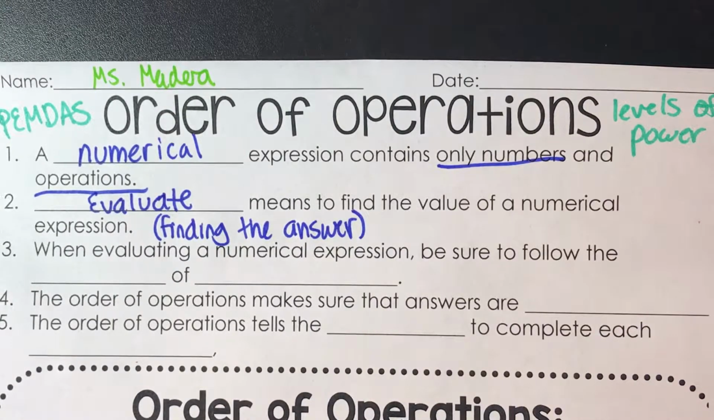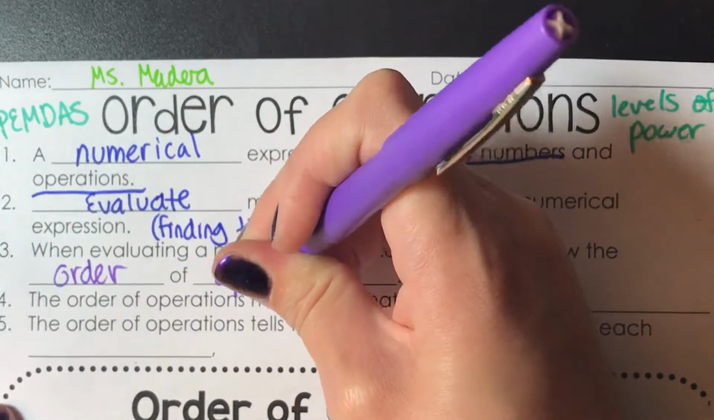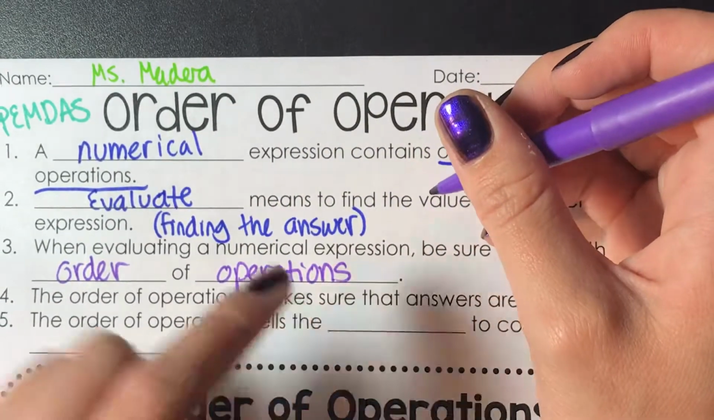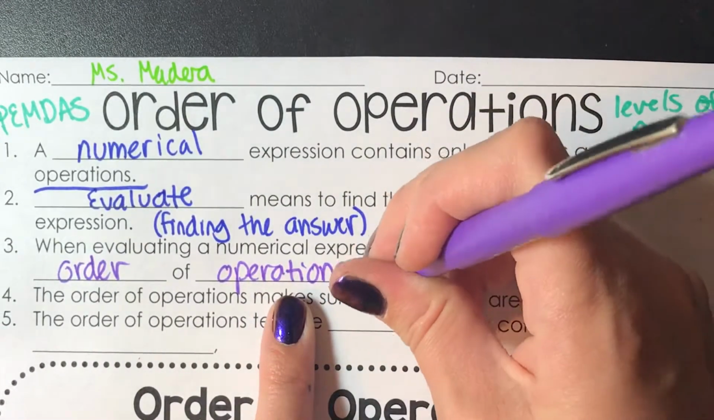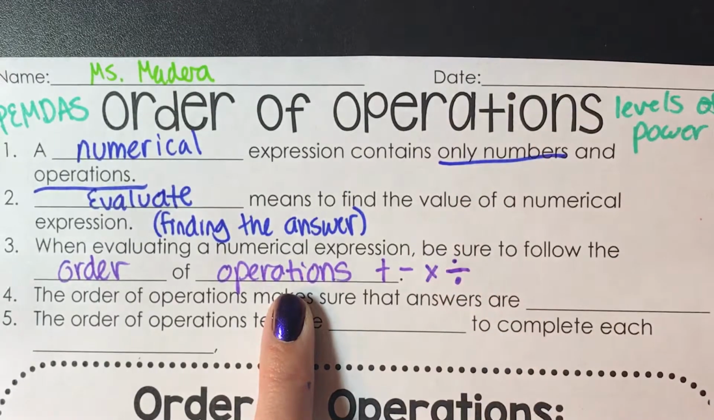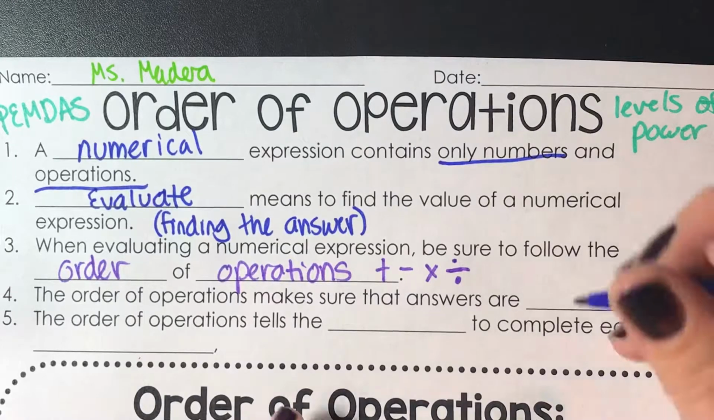When evaluating a numerical expression, be sure to follow the order of operations. Now remember, operations, I'm not talking about the game with the guy with the pinchers and you get the bones out of him. No, I'm not talking about surgical operations. I'm talking about adding, subtracting, multiplying, or dividing. The order of operations makes sure that the answers are consistent.